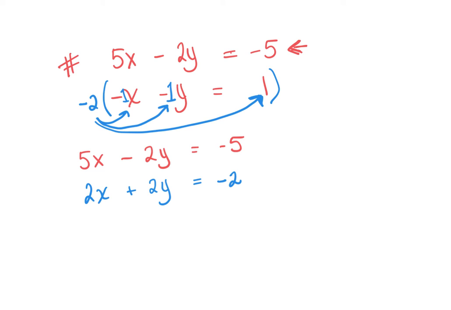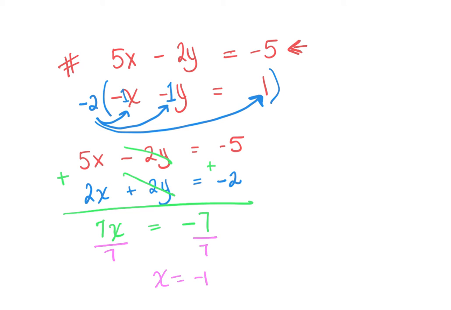At this point, we're just going to add. So we're going to add this down. 5 plus 2 gives me 7 x's. And you can see my negative 2y and my positive 2y cancel. Negative 5 and negative 2, remember you're just adding if they're the same sign. So negative 7, right? Divide by 7. X equals negative 1.